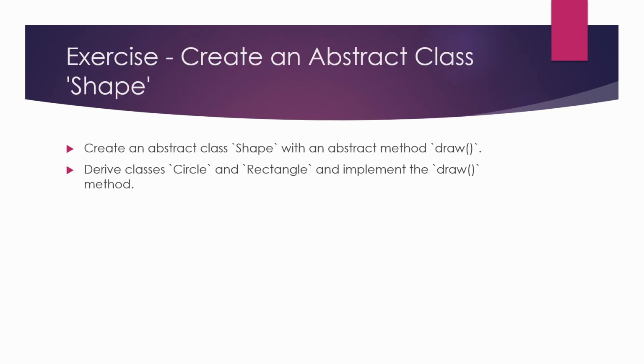Let's move on to an exercise. Your task is to create an abstract class called shape with an abstract method draw. Then create two derived classes, circle and rectangle, and implement the draw method in both classes. This will help you understand how abstraction simplifies your code and enforces structure.